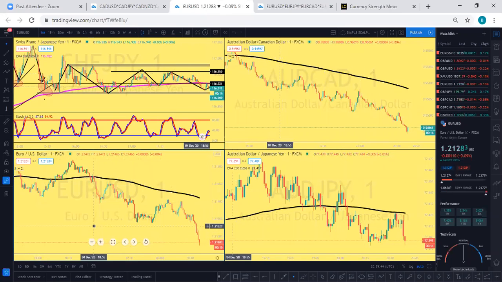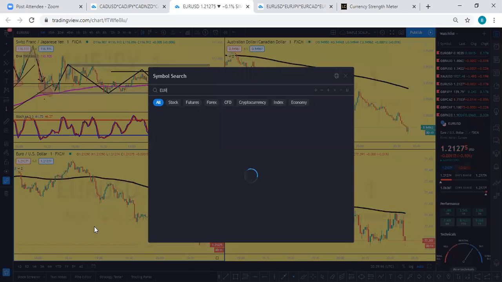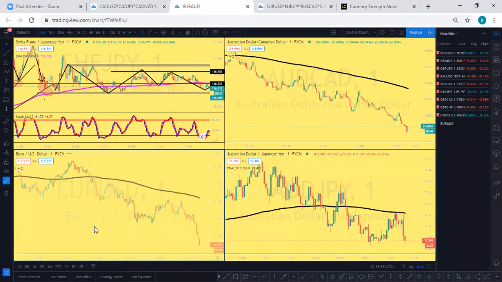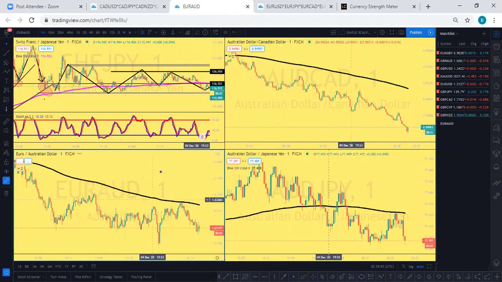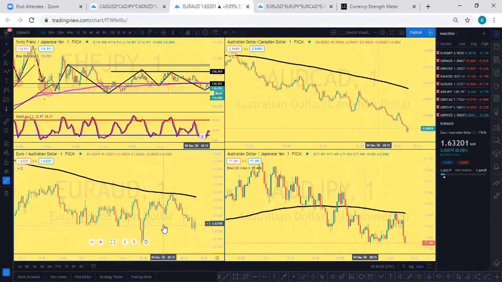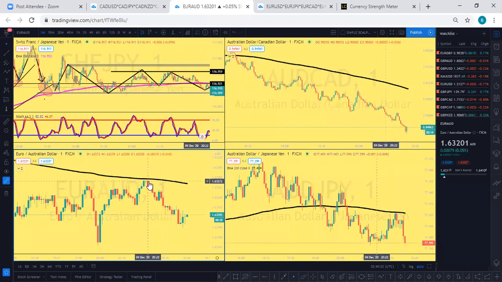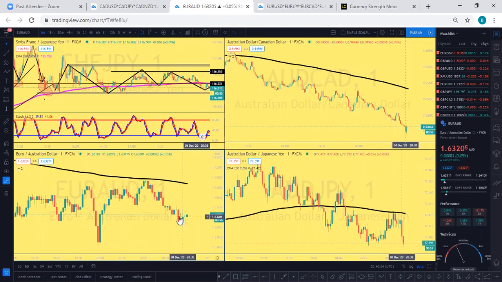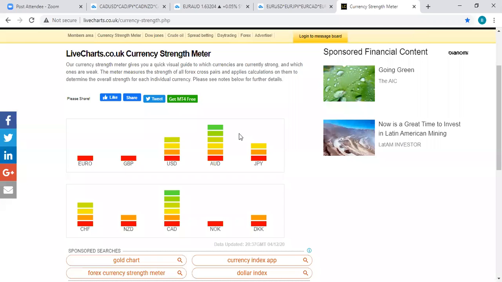Let me even say Euro AUD. You see how it is crashing down. Euro AUD is on a downtrend. It is doing what we call a bit of retracement, but this will continue going down. Why will it continue going down? AUD, which is the base currency, is stronger than Euro.